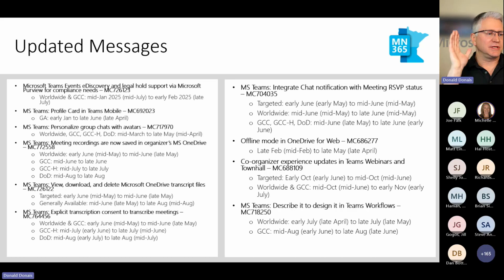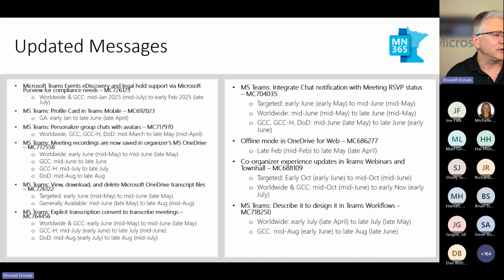Some updated messages. There are some good ones in here. One of them I want to call out because I deal with this a lot. Co-organizer experience, which was going to happen here in June, by the way, is pushed out to October and November now. So they're not quite ready, and that's going to allow you, as a co-organizer, to have all the exact same capability as the original organizer for that webinar or town hall. So that would mean being able to change the title of that event or even the date or time. Right now, it's just the original organizer that can do that.